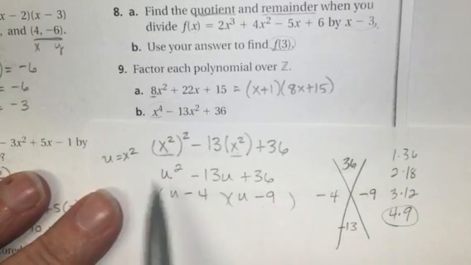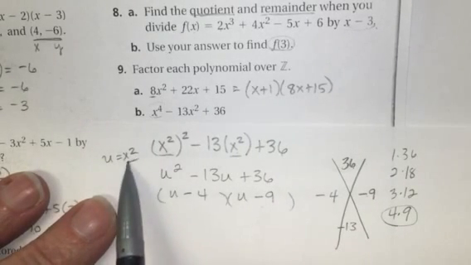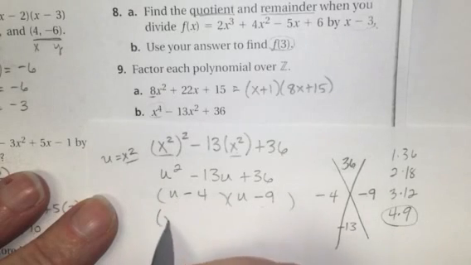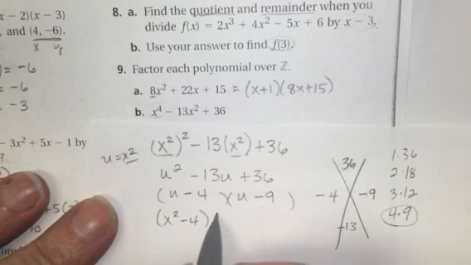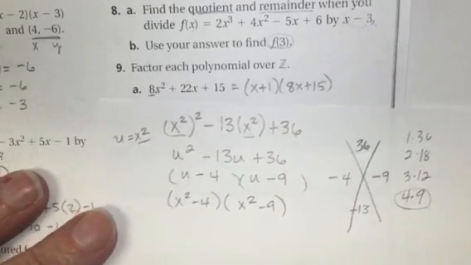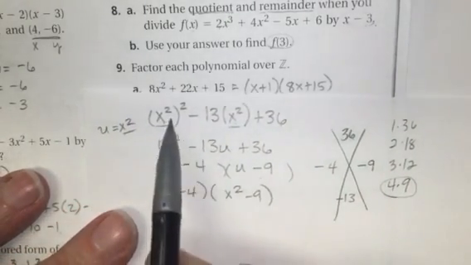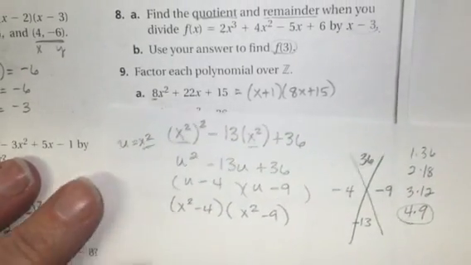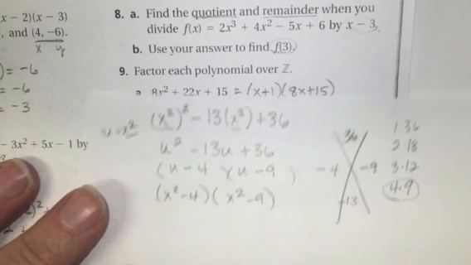Now I'm ready to take these factors and substitute the x squared for the u. So I have x squared minus 4 times x squared minus 9. All right, so those are binomial factors of this x to the fourth original problem. We want to factor it completely.